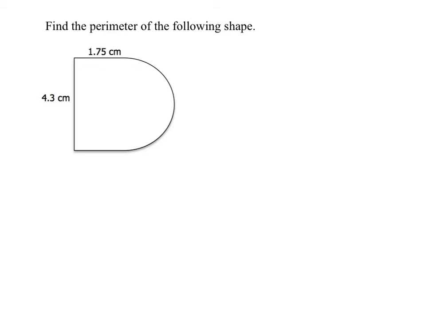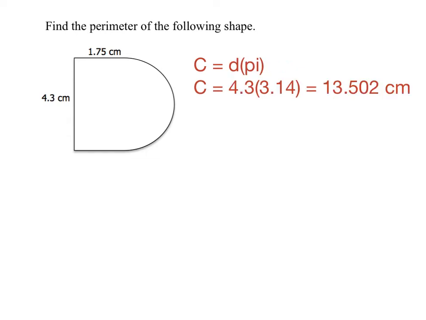What I like to do is start with the circle, because once I have the measurement for the circle part over here, it's just simply adding up the three straight sides. As with all circles, we're going to use the formula for the circumference as diameter times pi. The diameter of this circle would be equal to this far side, 4.3 centimeters, because if we look at where the diameter of the circle would be, we see that it would be the same.